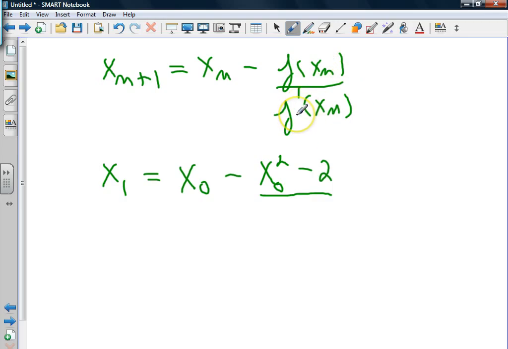Now, what's f prime? Notice I'm not asking you to use the difference quotient definition of the derivative to find f prime. You know how to do it. What's the derivative of x squared minus 2? 2x. Plug in x sub n. And what do you write? 2 x sub n, well, in this case, 2 x sub 0. Okay? So that's what I'm going to do. Now, plug in your first guess. You said 1, right? Question? Yeah?